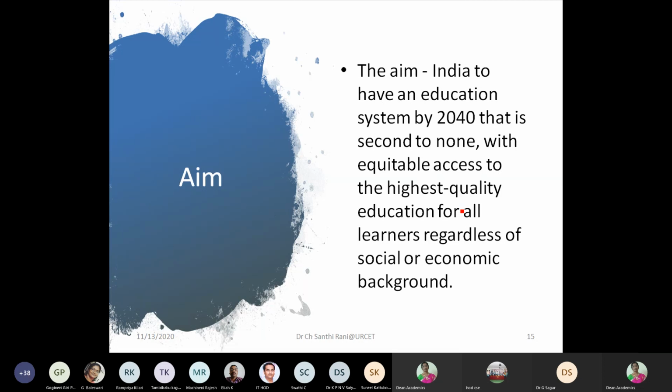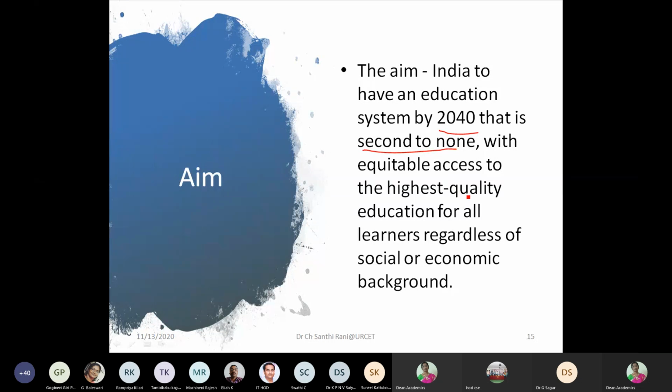The aim for this NEP is for India to have an education system by 2040 that is second to none. We are not second to anyone. Let us be the first in the world. This is the main aim of this NEP 2020.